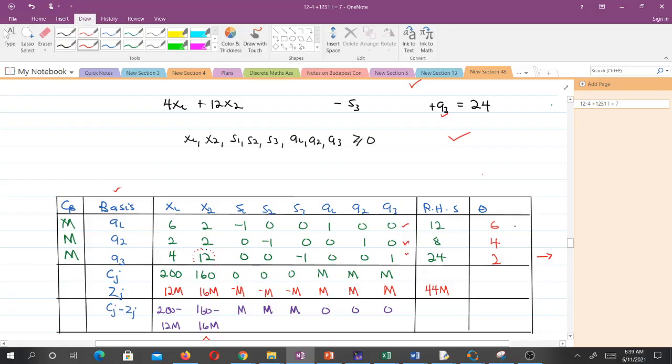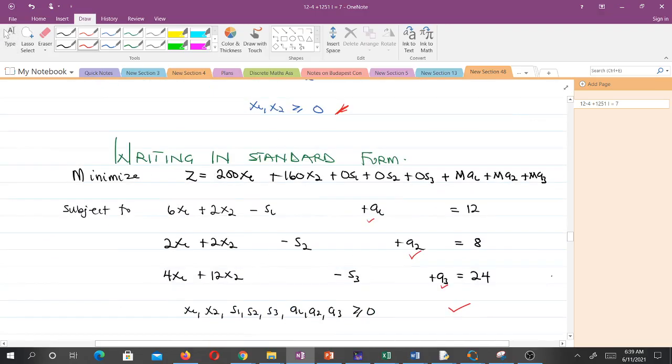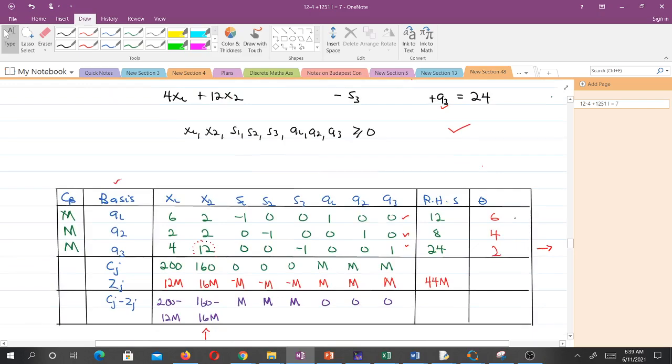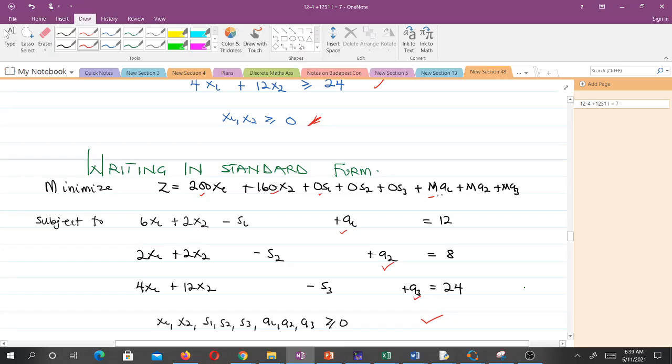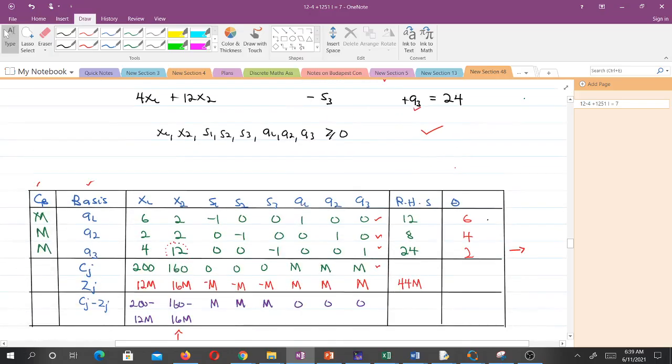Then the Cj is the coefficient of the various variables in the objective function. So you can see that of x1 is 200, that of x2 is 160, s1 is 0, and so on. So that is what we write here. Then this column is the coefficient of the basis in the objective function. So you can see e1 is M, e2 is M, e3 is M. So that's why you can find your M there.